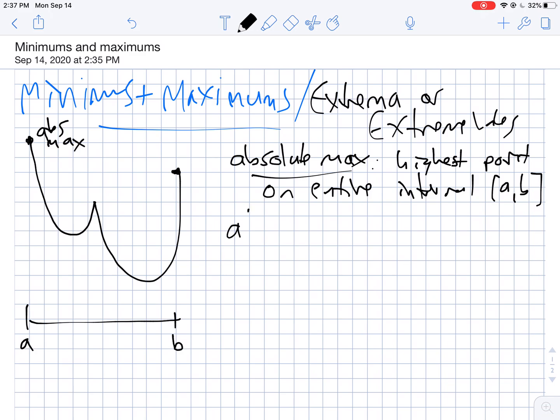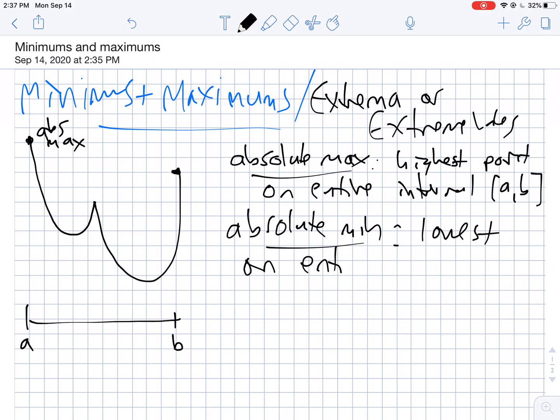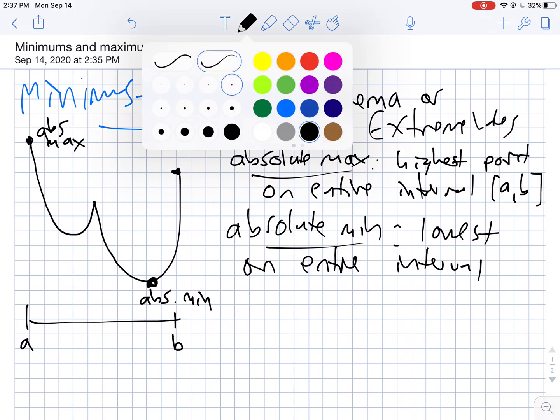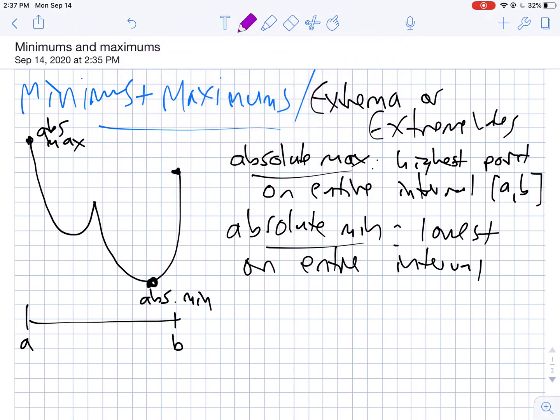And of course, if we talk about our absolute min, our absolute min is our lowest point on the entire interval, A to B. In this case, the lowest point in the entire interval would be at the bottom of the right cheek. So this would be my absolute minimum. And of course, we're going to use max and min to mean maximum and minimum, but it's the same thing. Now these are important, and we're going to talk about them quite a bit in the future.